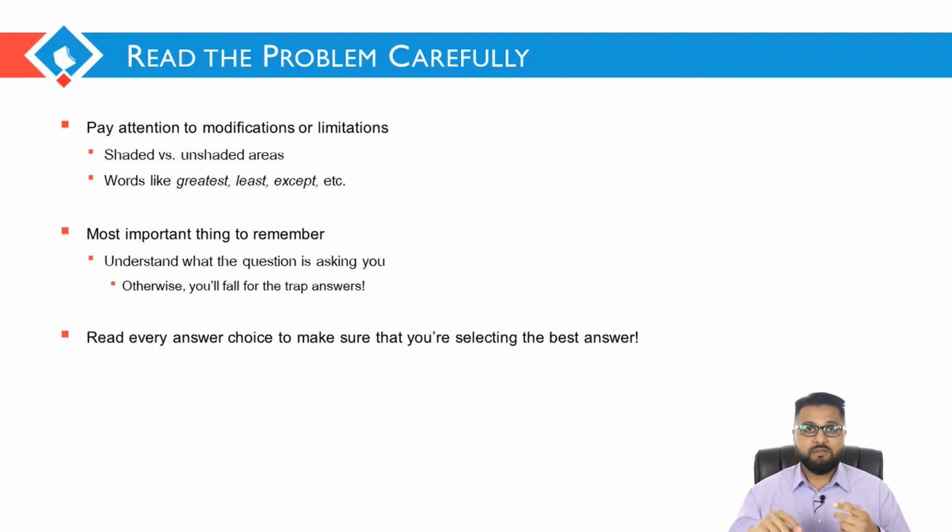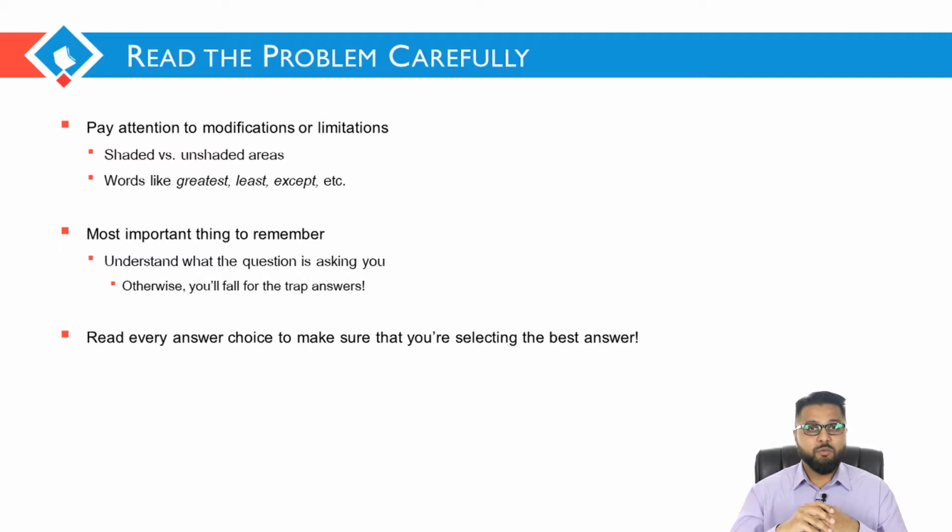If they use a superlative like what is the greatest or the most or the least, pay attention to that. Circle those words. Understand what's going on. You don't want to select just a large number when they ask for the greatest number. You don't want to select a small number when they ask you for the smallest number. You want to keep that in mind.